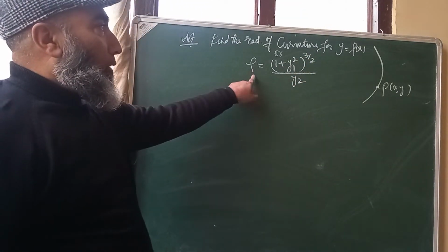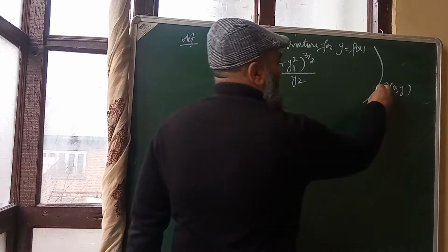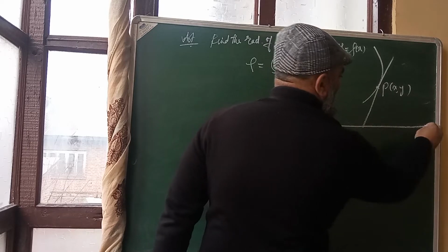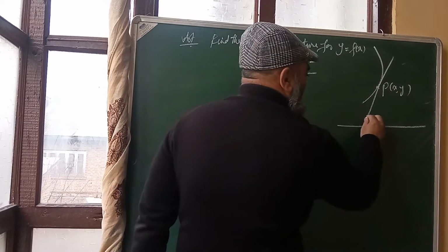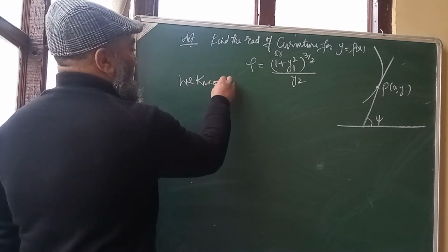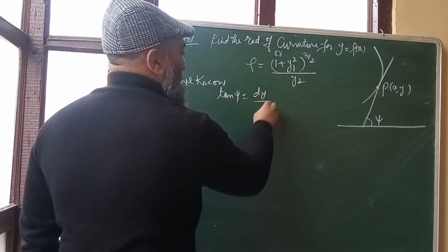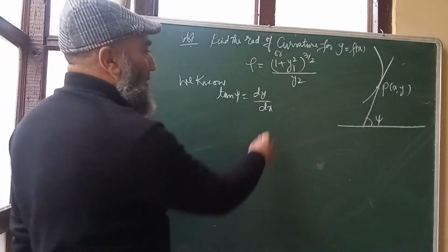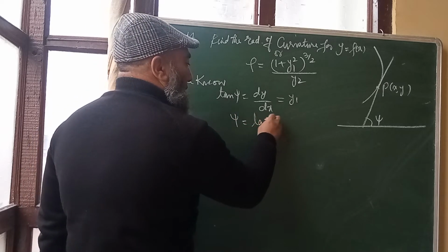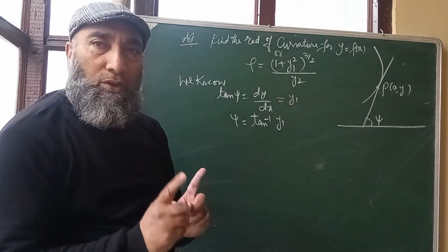Now how to conclude that the radius of curvature for the Cartesian curve is this? Let me show you. See, this is the tangent to the curve at P and this is angle psi. You know from 12th, tan psi is dy by dx. Okay, you know this. Fine. Our dy by dx is y1. So psi is tan inverse y1. What is y? y is a function of x. So y1 will be a function of x.